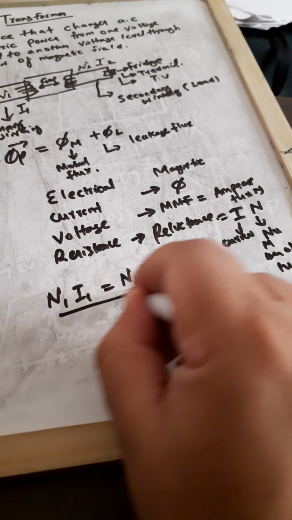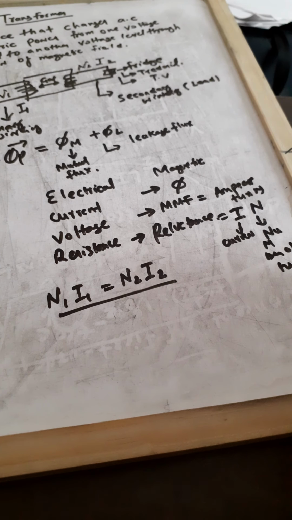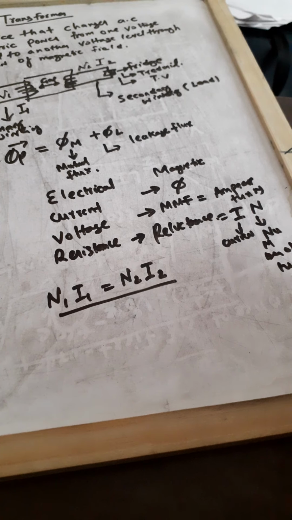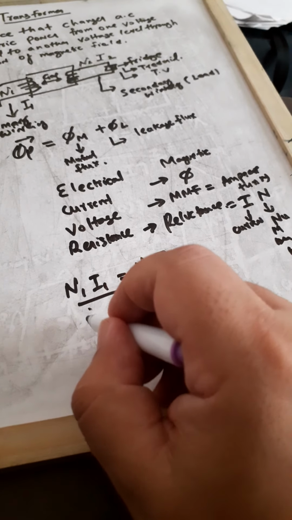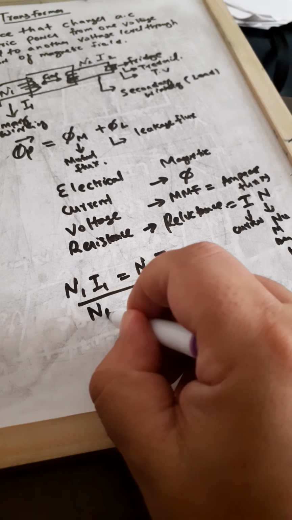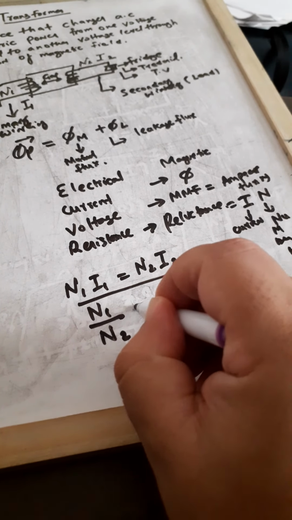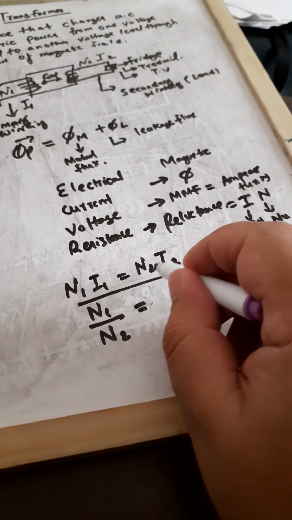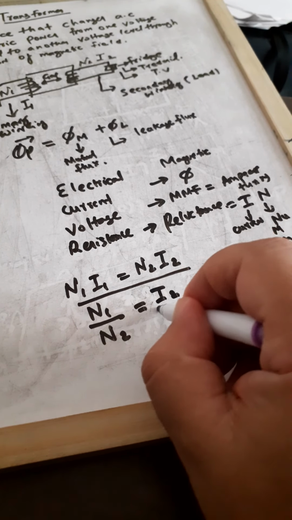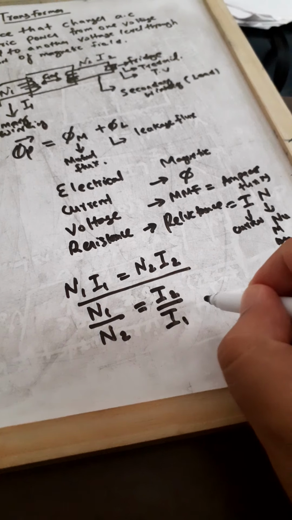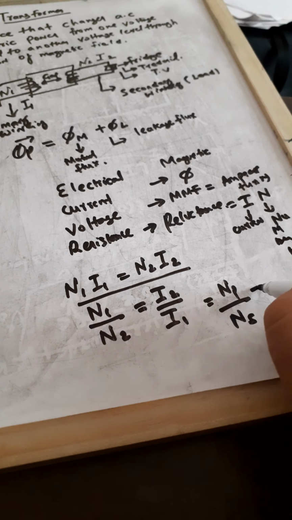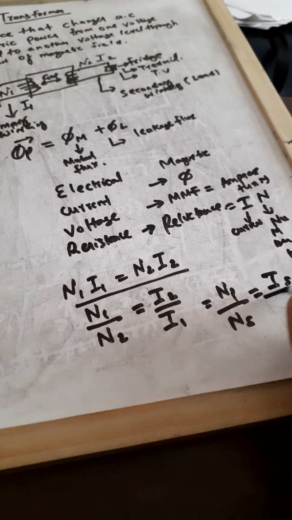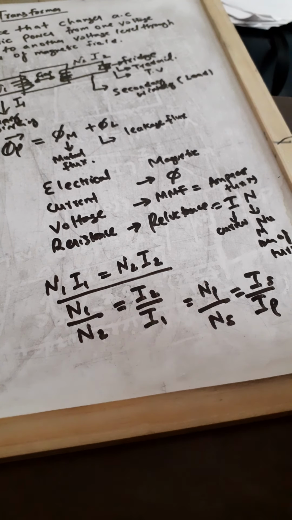As you saw, if you are increasing the voltage level, power will not change, so the current level at some point will decrease. From this relationship also you can say that n1 divided by n2 is equal to I2 by I1. In other terms, n primary divided by n secondary is equal to I secondary by I primary. So this is one of the important equations.